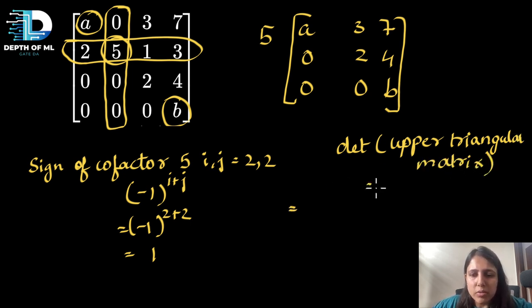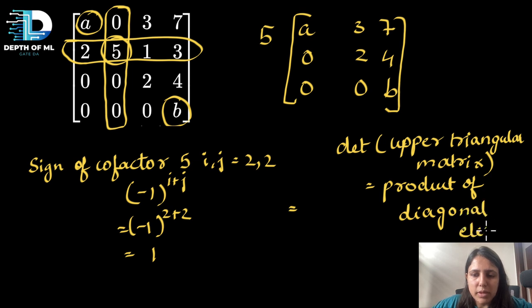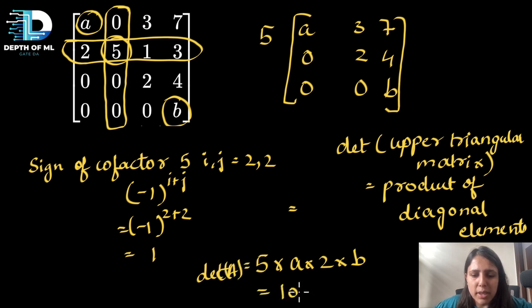So it is equal to the product of diagonal elements. Okay, so the job for me became very easy. This is nothing but 5 into A into 2 into B, right? So the determinant of the matrix is now coming out to be 10AB.